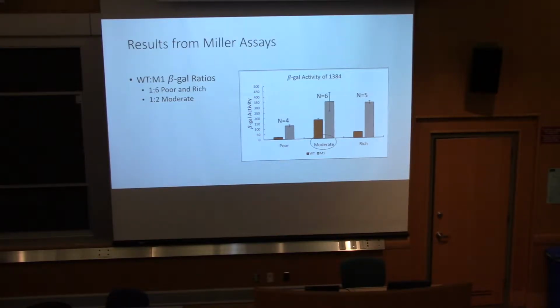Important to note, the poor and rich media have the same wild type to mutant 1 ratio. When we're looking at the beta-gal in moderate media, it is a 1 to 2 beta-gal ratio. Now, this could suggest that the ligand, which is an amino acid, could be in ideal concentrations in the moderate media that show a significant beta-gal change.